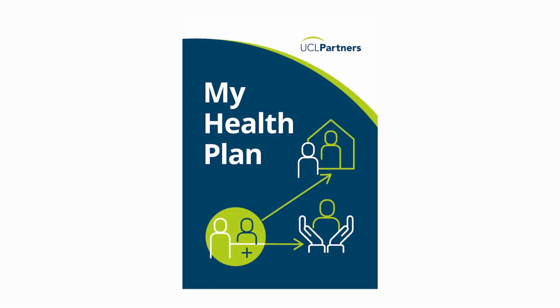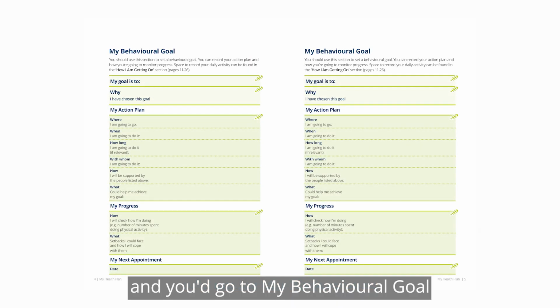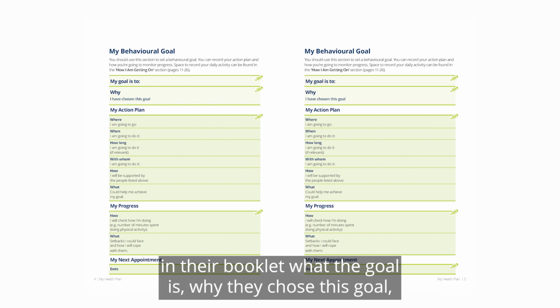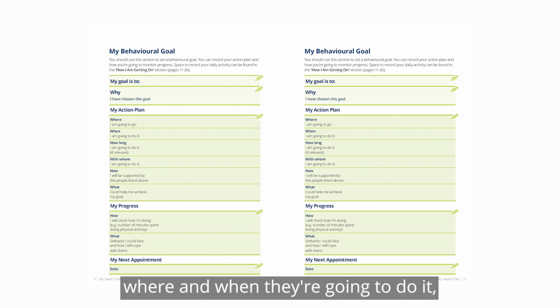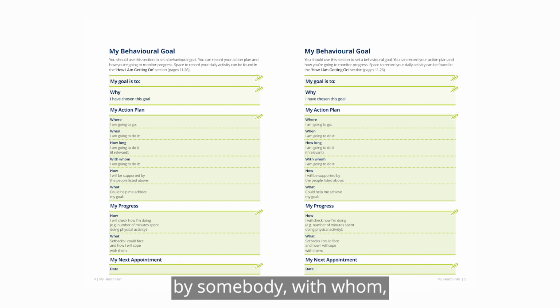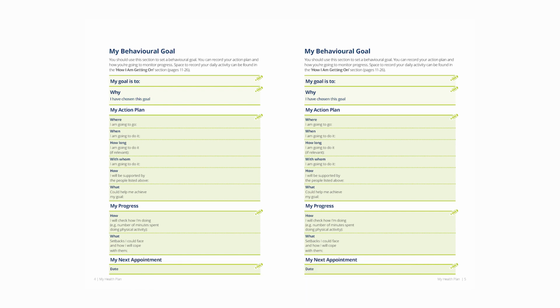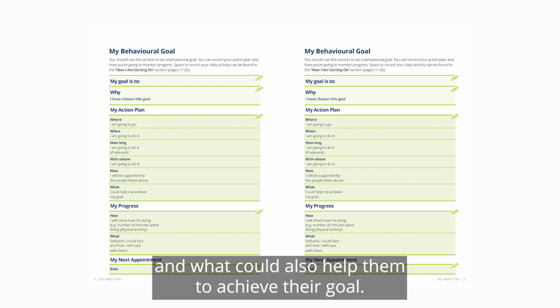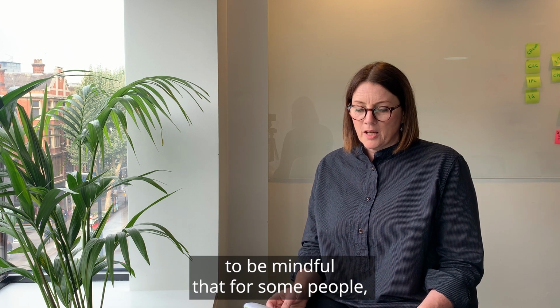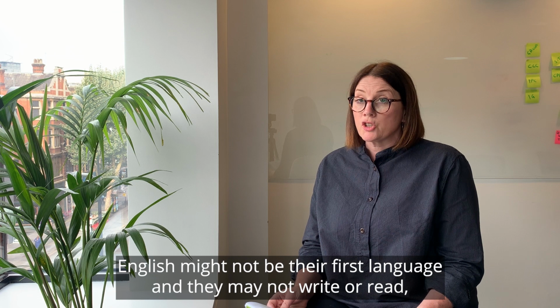So you would give them my healthcare plan, and you would go to my behavioural goal, and you would break it down with them, and you'd ask them what their goal is, and ideally you'd get them to write in their booklet what the goal is, why they've chosen this goal, where and when they're going to do it, how long for, and if they're going to be supported by somebody, with whom, and what could also help them to achieve their goal.